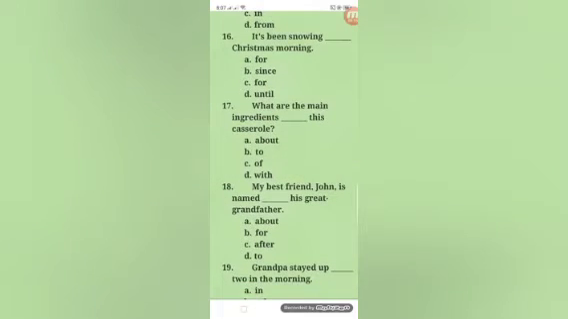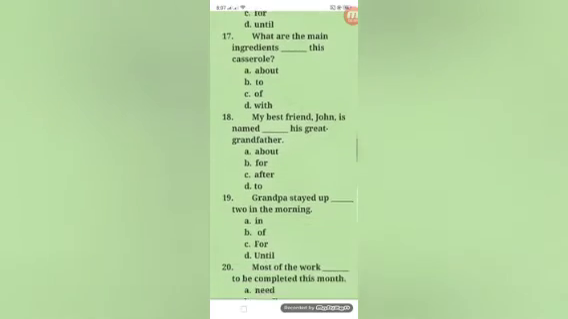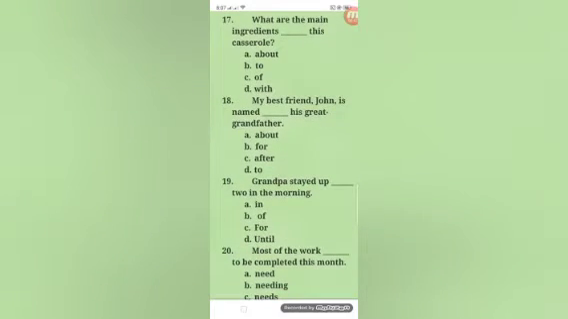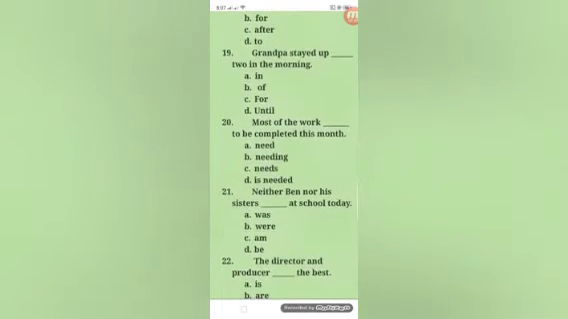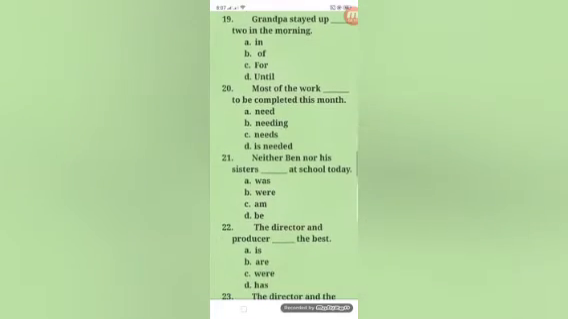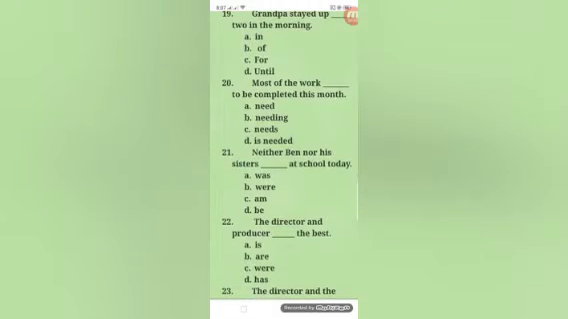Okay. Next, what are the main ingredients of this casserole? Okay, there you go. Next one, number 18. My best friend, John, is named after his great-grandfather. So, he was named after his great-grandfather. Okay? Grandpa stayed up until 2 in the morning. Okay? Not for or not of, not in, but it's until 2 in the morning. End of the time.